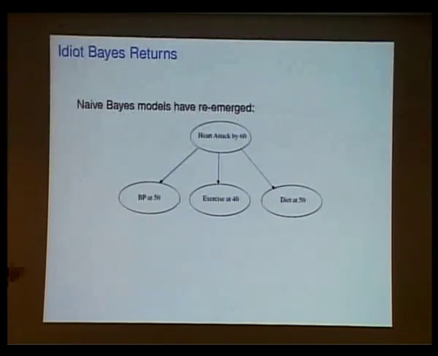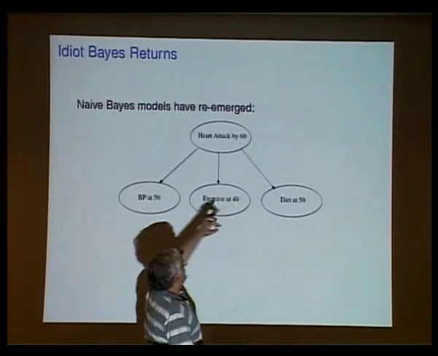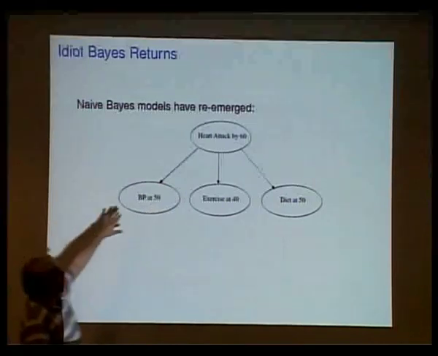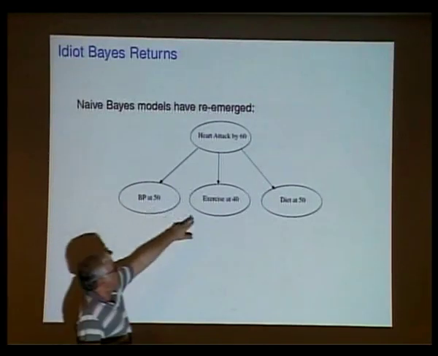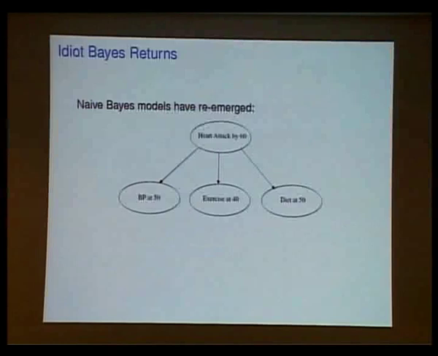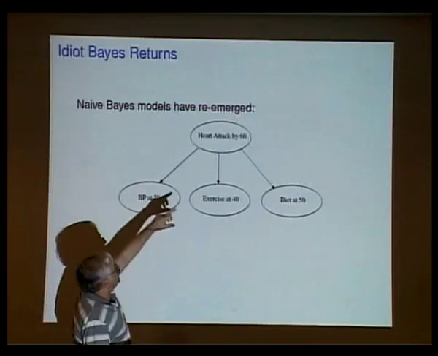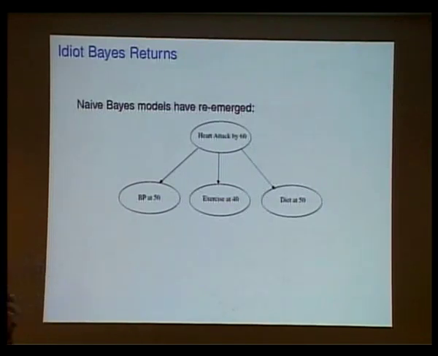Well, so here's a naive Bayes model. Heart attack by 60, blood pressure, exercise, diet. So you have these symptoms, not symptoms actually, these are causes. So part of the moral of the story is that this is not a causal model, this is an anti-causal model. But in any event, you can use observations of these things in order to do Bayesian updating and get a new distribution on heart attack at 60. It's very simple. Are these things independent given the future state of somebody's health? Well, probably not. But it might work for common purposes.